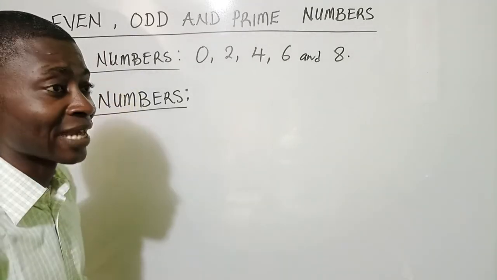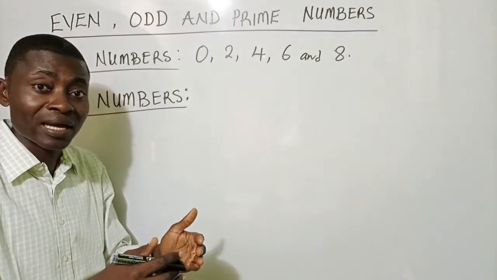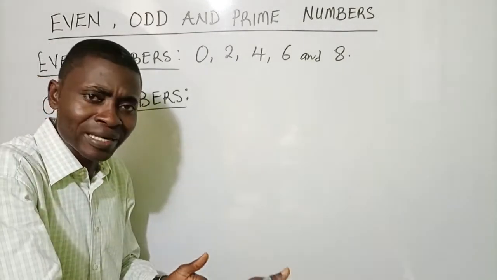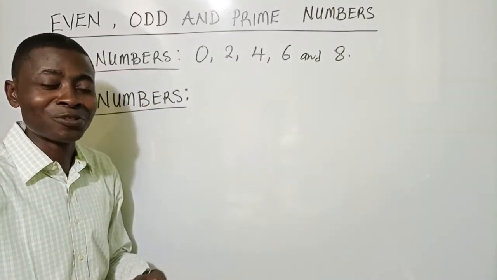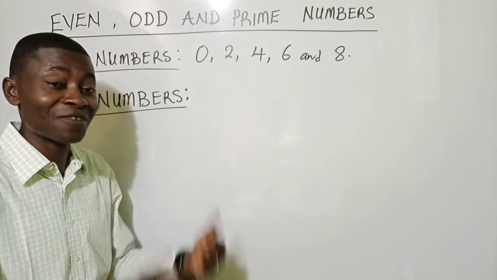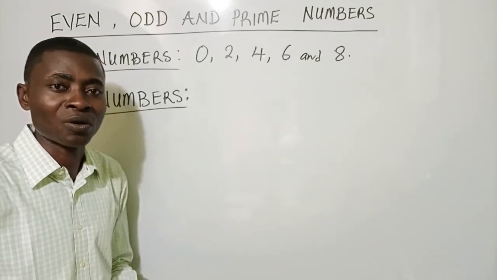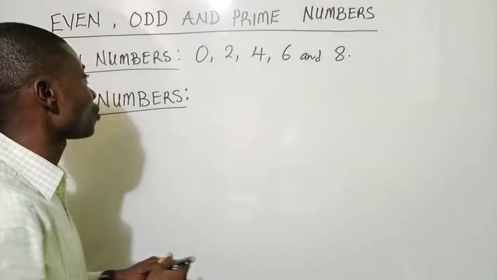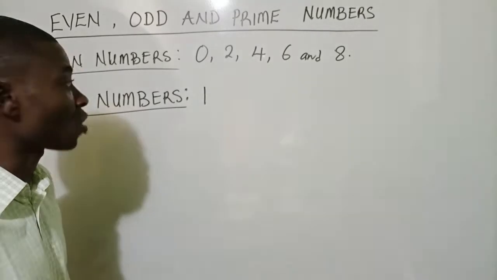Remember, we said that any number that, if 2 divides it, we have a remainder, means that number is odd. But 0 divided by 2, of course, there is no remainder. Anything divided by 0 is still 0. So that is why 0 is not an odd number. So the very first odd number that comes to our mind is 1. 1 is the first odd number.